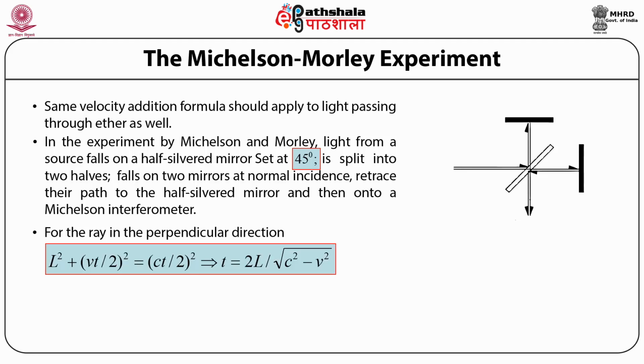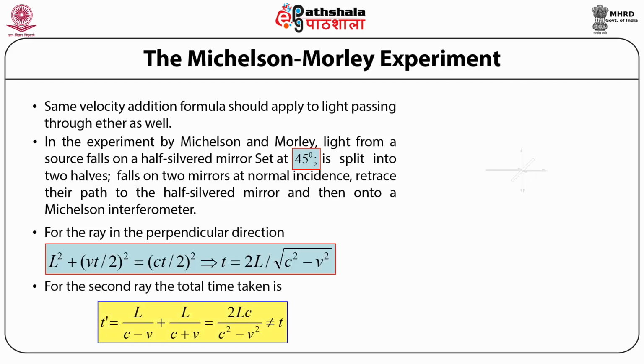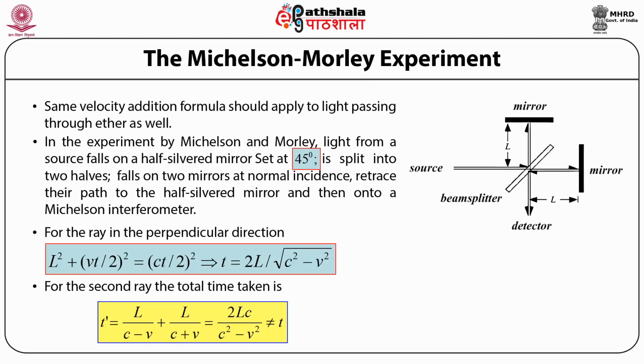From this we can calculate the time that the electromagnetic wave takes to go from the beam splitter to the mirror and back, and that is t equal to 2L by square root of c square minus v square. What is important to note is that the time taken by the electromagnetic wave to go from the beam splitter to the mirror is taken as t by 2. Similarly, for the second ray, the electromagnetic wave is propagating along the same direction, goes to the mirror and gets reflected back.